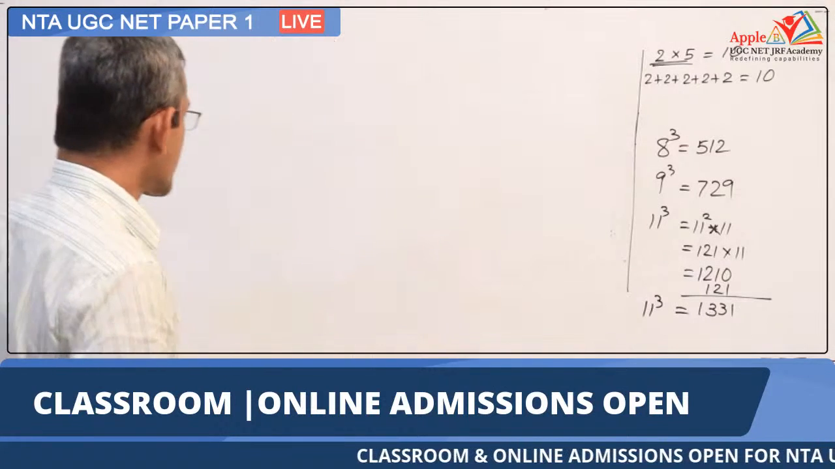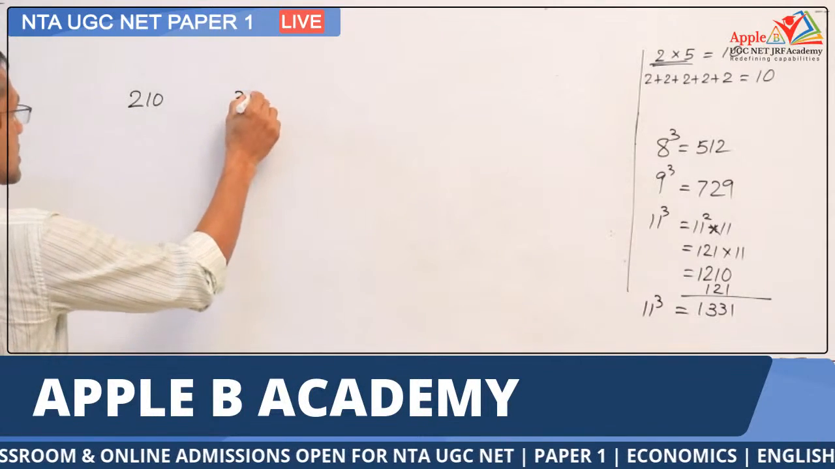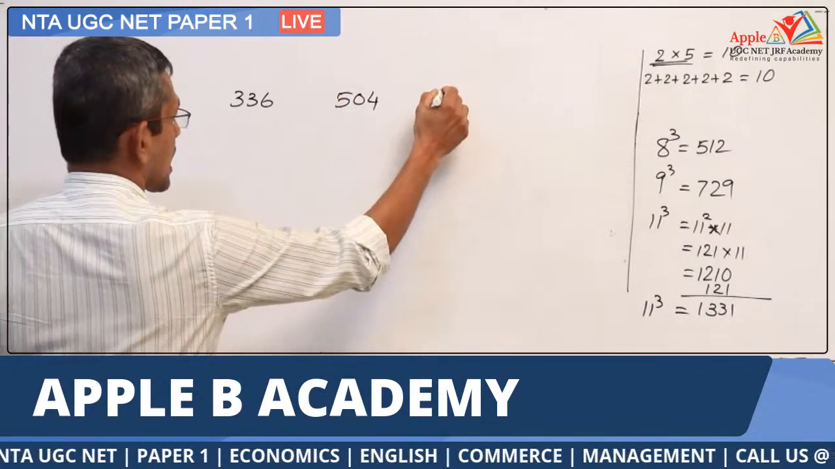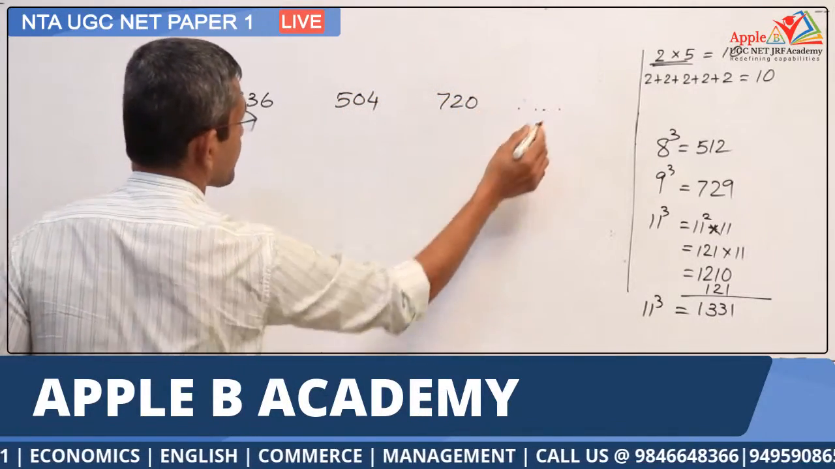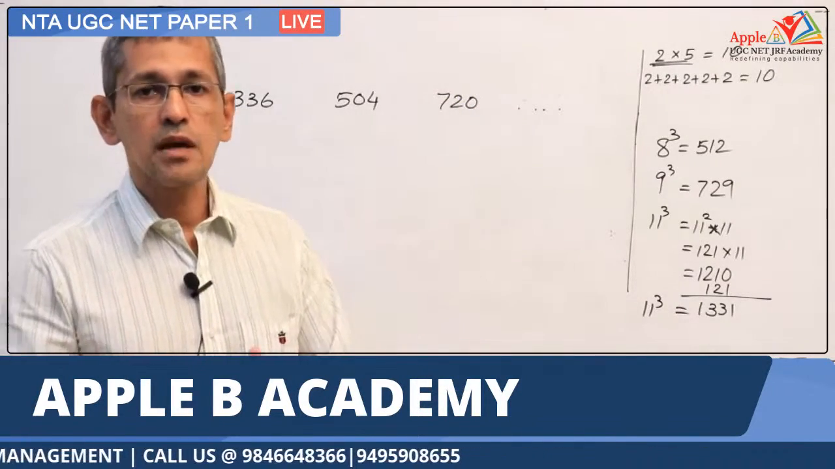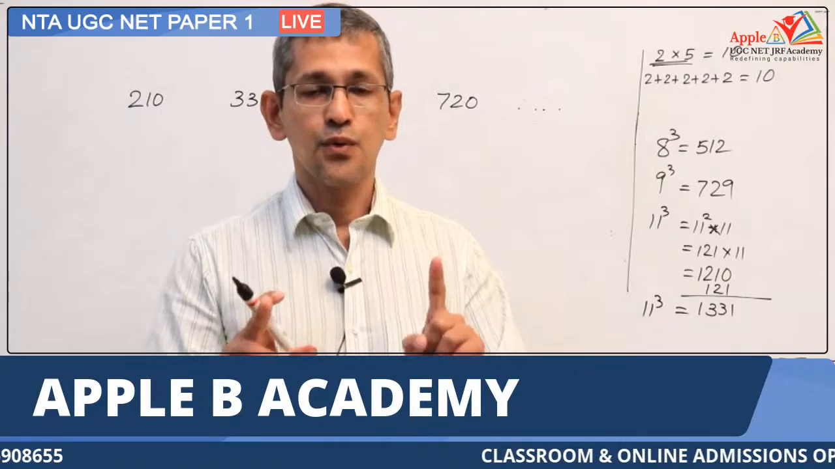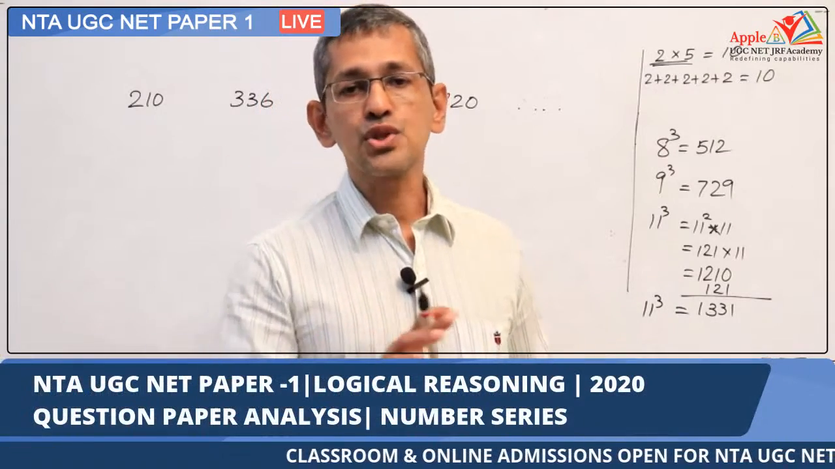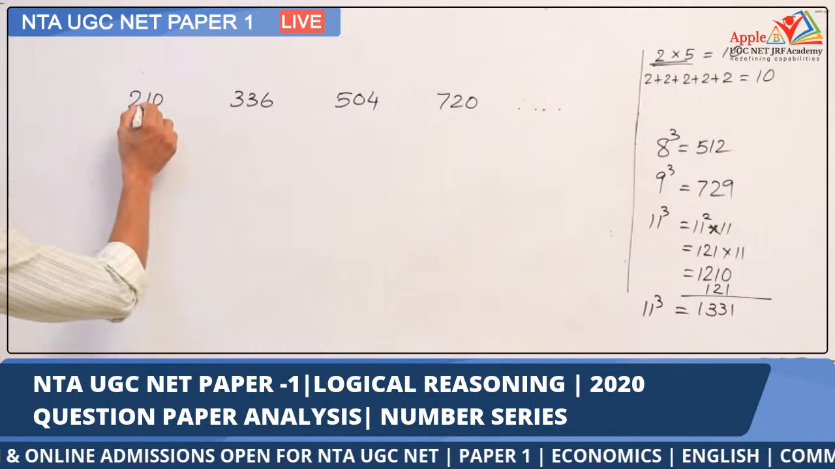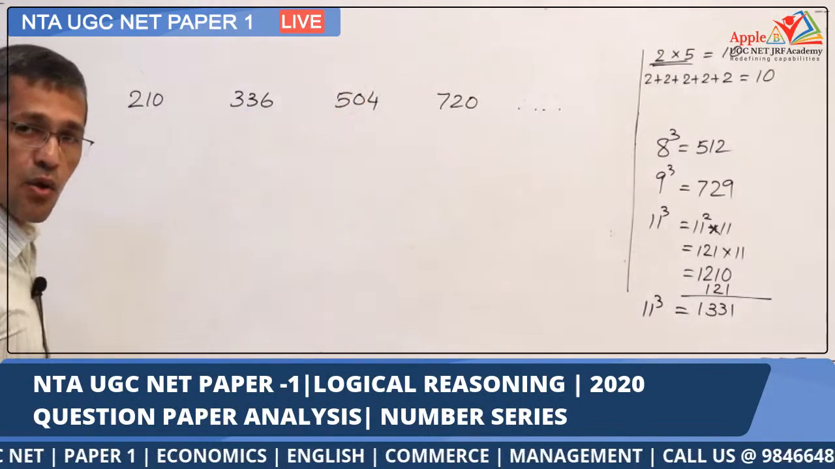Something like, if you get a number like 210, the next number is 336, and the next number is 504, and the next one 720. If we have a number series like this, as I said earlier, this question is set by the NTA. We cannot know exactly what the pattern is, but we can look at the possible patterns. What we know is 210 would either be connected with squares or cubes, or the differences may be a pattern. All those things come to our mind.